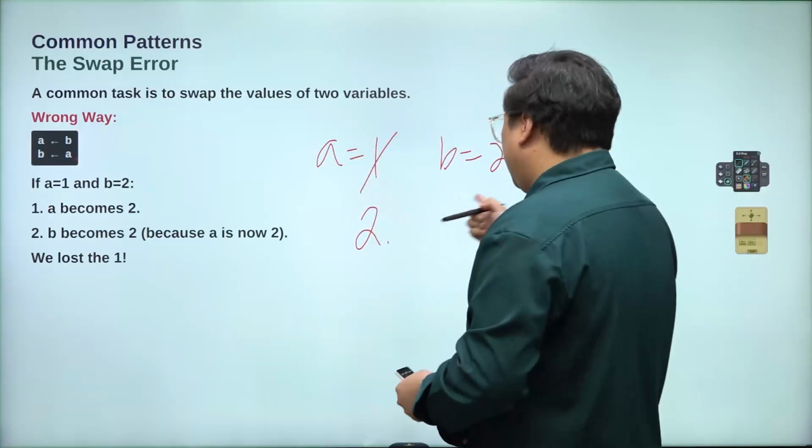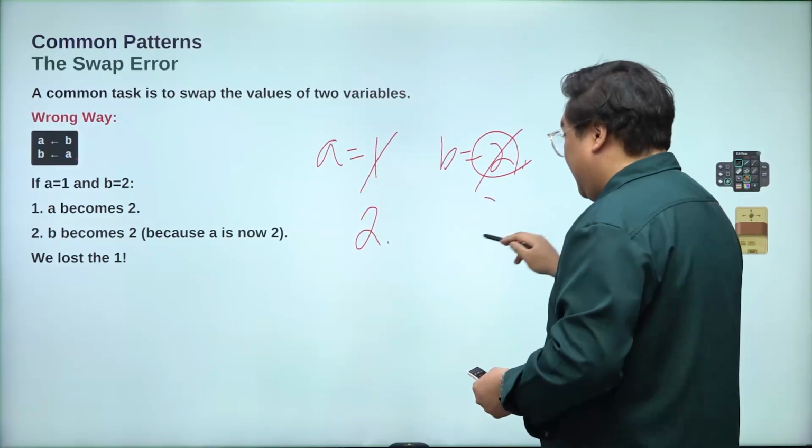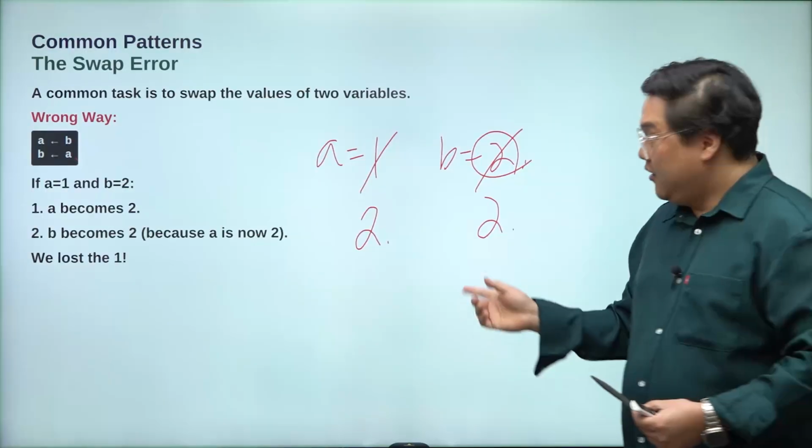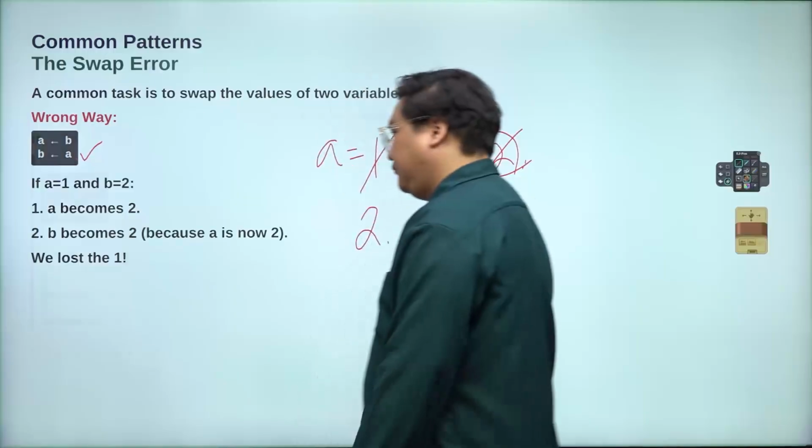And then b equals a. So that means b becomes 2, because that's what a is right now when we get to the second line.